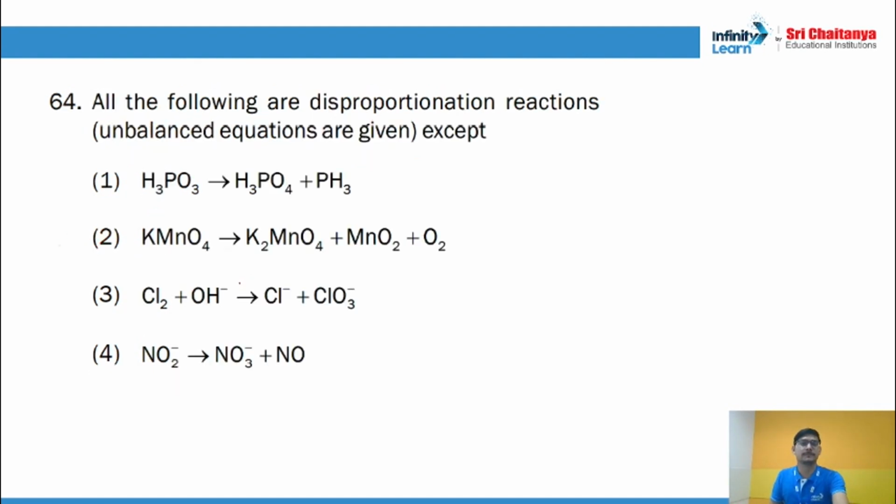Okay. All the following are disproportionation. What happens in disproportionation? An atom in one oxidation state simultaneously oxidizes and reduces, right? So we have to tell the equation which is not a disproportionation. So obviously for that you have to find out the oxidation numbers, right? So this will be +3 to +5 oxidation, and from +3 to -3 reduction.